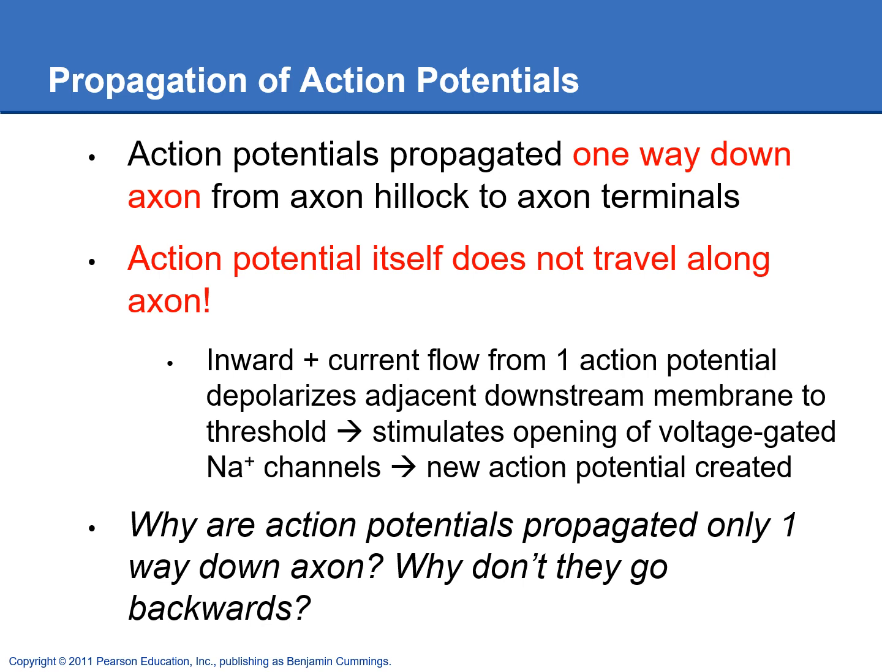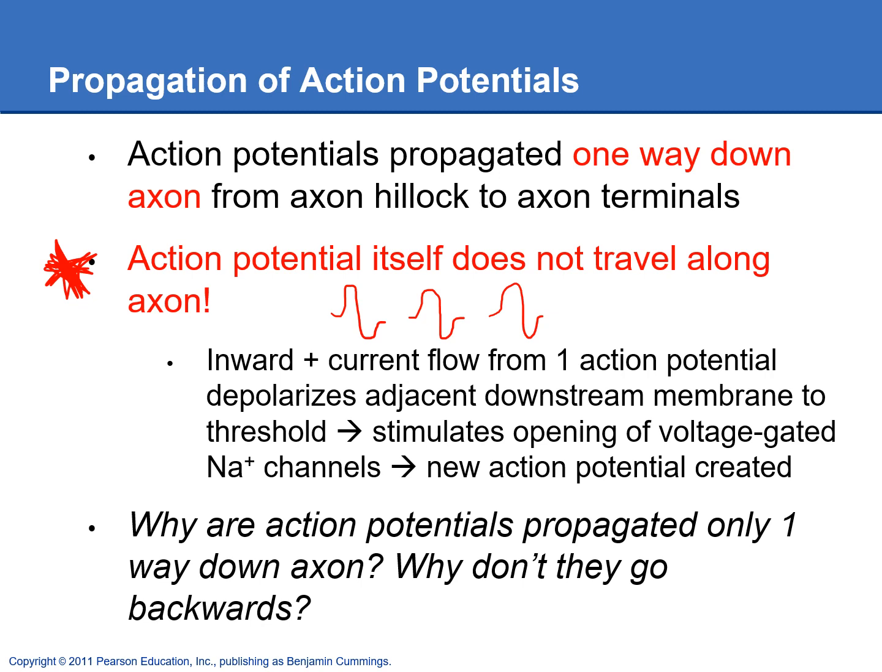Okay, propagation of action potentials. They go one way down the axon. And the other important thing is that the action potential itself does not travel down the axon. What's going to happen is we're going to create an action potential at one part on the axon, and then that will stimulate the creation of another action potential at the next part of the axon, and then we'll create another action potential, and so we're just going to create action potentials all the way down the axon.